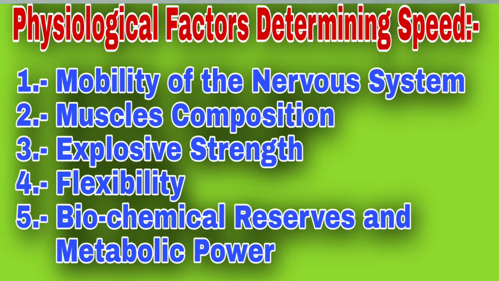Other than muscle composition, the remaining factors can be improved with proper training, which in turn can improve the speed to a limited extent. The relative proportion of fast twitch fibers and slow twitch fibers determines to a greater extent the maximum possible speed at which a muscle can contract. So this is all about explosive strength.